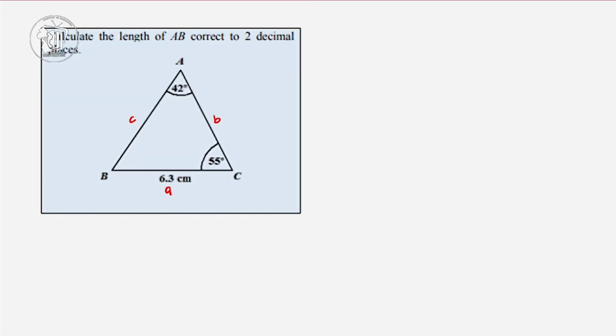So let's see which combination we're given. We are given angle C and we want to find side C, and we're given angle A and side A. So we're using A and C. So we can say A over sine A is equal to C over sine C.